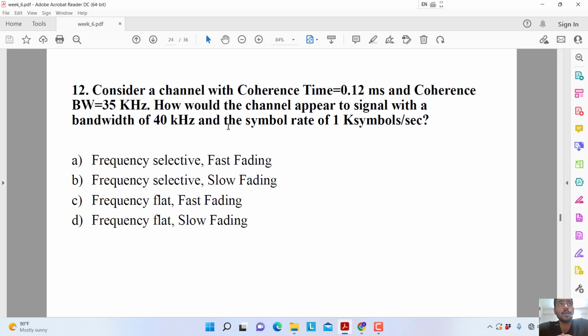So we have the coherence time and the coherence bandwidth. Please let me know which is the right one. Given that coherence time is 0.12 millisecond and coherence bandwidth is 35 kilohertz, how would the channel appear to a signal with a bandwidth of 40 kilohertz and a symbol rate of 1k symbols per second?